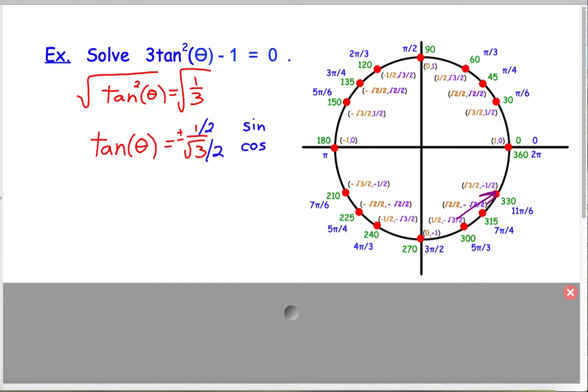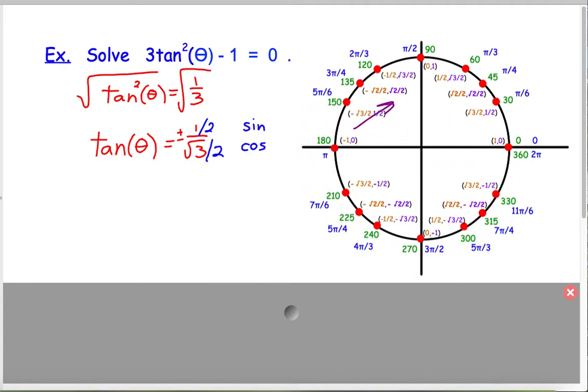And this didn't specify where to put the answers. So we could list each one individually and say plus 2 pi n. But if you notice, 150 and 330 are directly across from each other. I'm going to do my answer in radians. So 5 pi over 6 and 11 pi over 6, those are exactly half a circle apart.